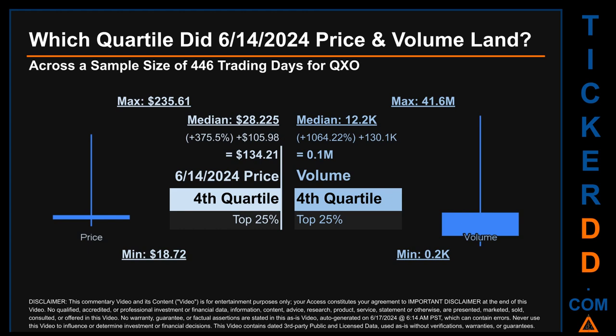Descriptively, QXO has a median price of $28.225. Therefore, June 14, 2024 price was higher from that middle marker by 375.5%. The day's volume of 0.1 million was more than the median by 1,064.22%.